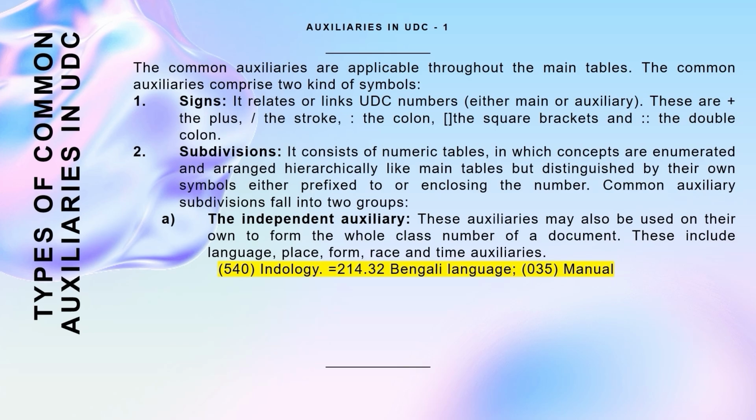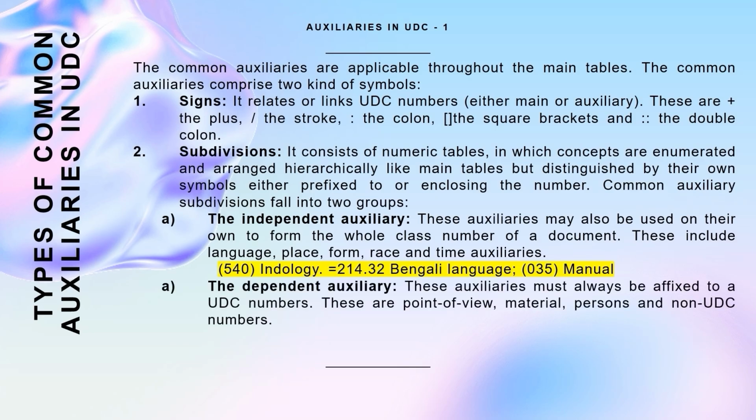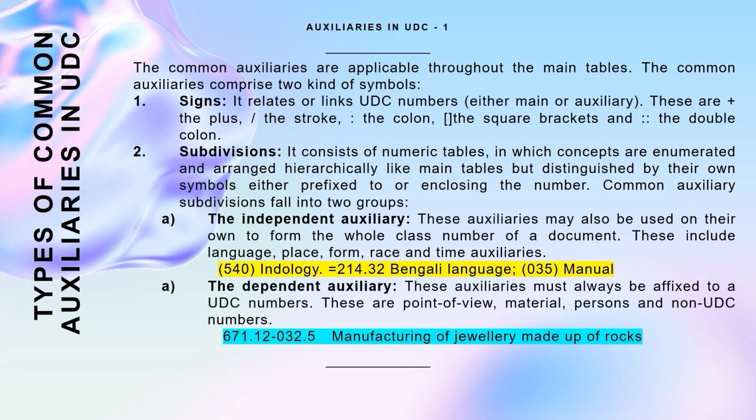Again, in the case of Bengali language, we can use equal to 214.32, and in the case of a manual we can use the form, that is within parenthesis 035. Another one is dependent auxiliary. These auxiliaries must always be affixed to a main UDC number. These are basically the point of view common auxiliary, material common auxiliary, point of view that is 0.00, material -03, person -05, and some non-UDC number.